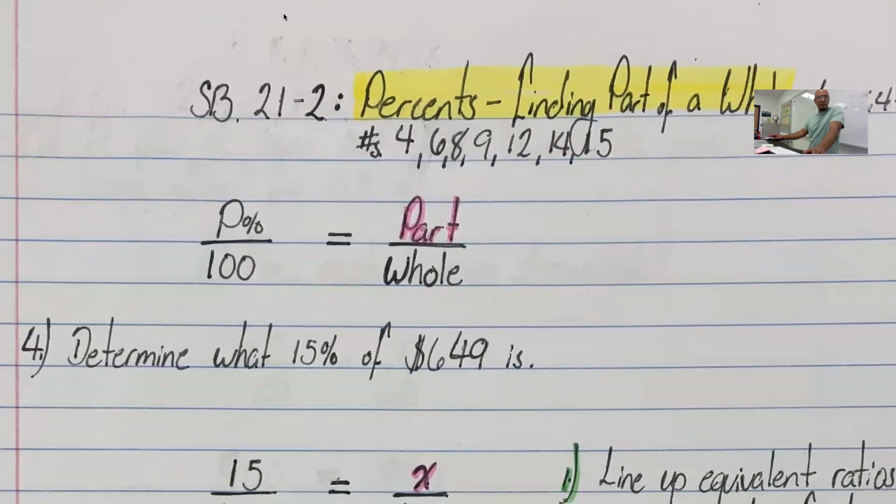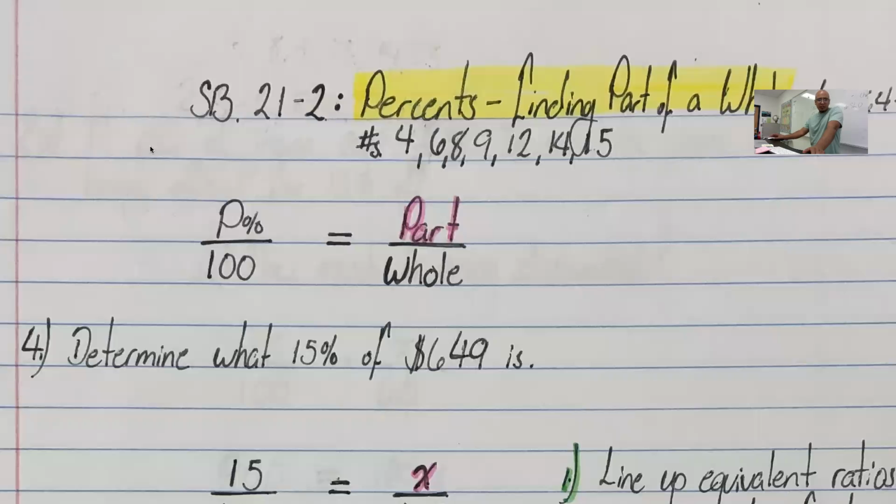And this should look very familiar. In fact, this is the exact same model that we had last week, where we have a percent, which is always over 100. A percent is a fraction over 100. And on the other side of that, we have the part over the whole. So in some ways, we're saying that the whole, or the total, or the original amount is equal to 100%, and the part is equal to the percentage.